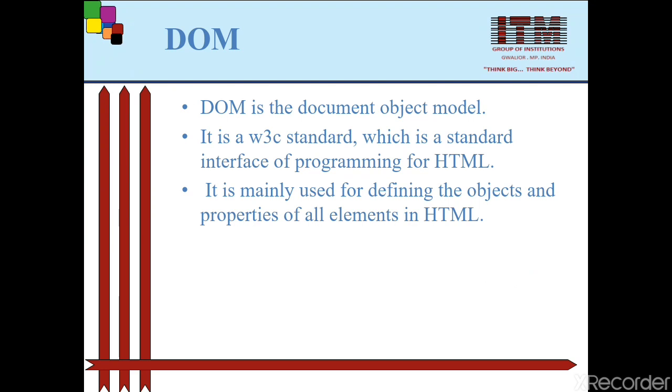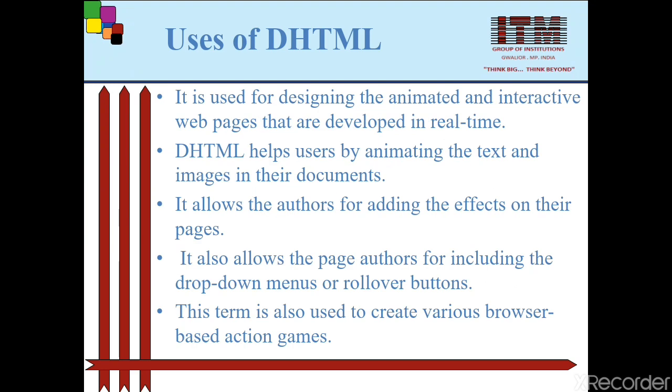Next component is DOM. DOM is the document object model. It is a W3C standard, a standard programming interface for HTML, and it is mainly used for defining the objects and properties of all elements in HTML. HTML means hypertext markup language.